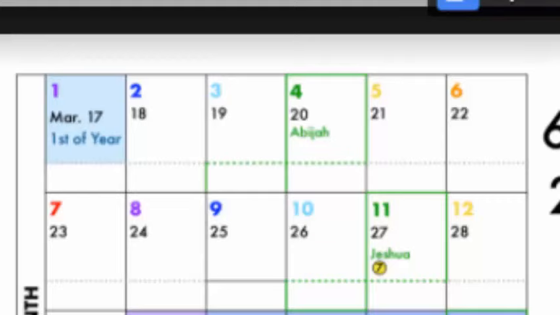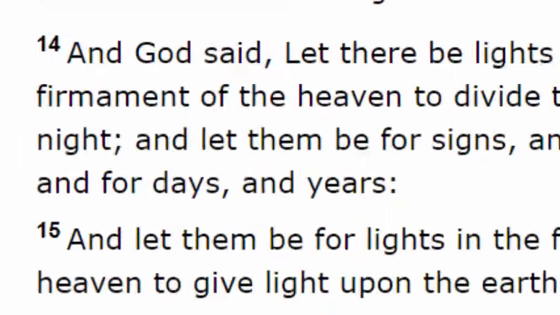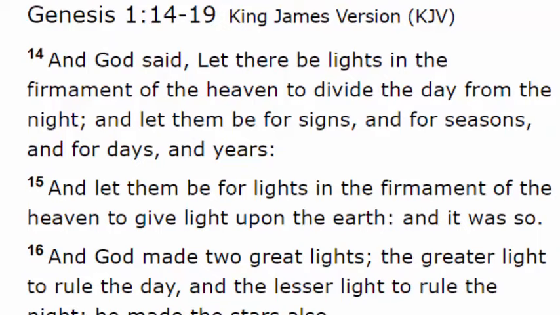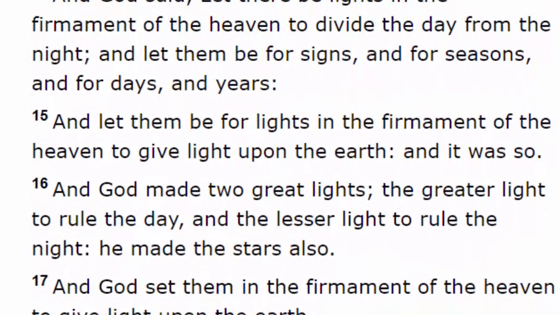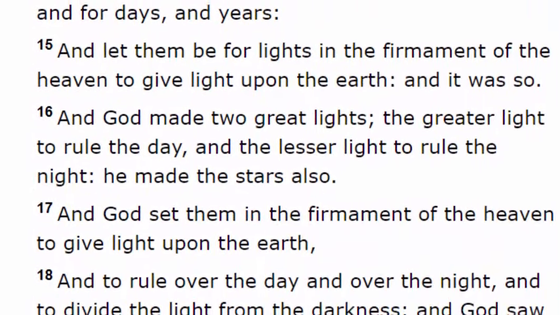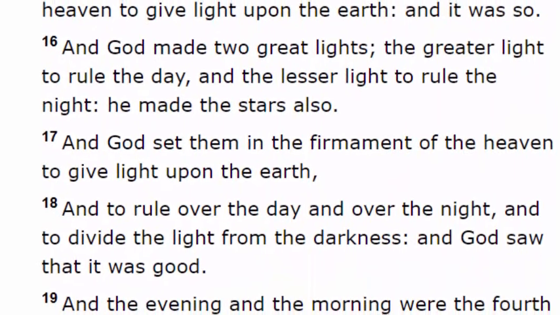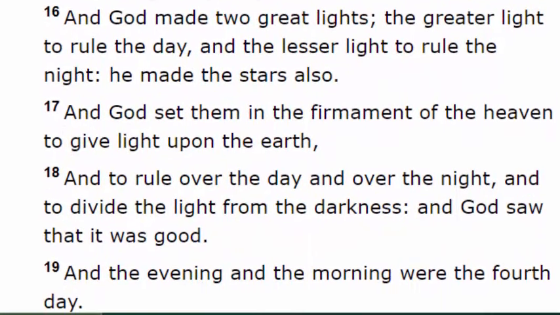According to people who create this type of calendar, they believe that every year starts on a Wednesday. Now, they're getting this idea that every year starts on the fourth day from Genesis chapter 1 verses 14 through 19, which says that our Father created the lights in the firmament on the fourth day. So as juvenile as it sounds, they're actually looking at Sunday as the first day of the week and saying that since our Father created the sun and the moon on the fourth day, then every year must start on a Wednesday.